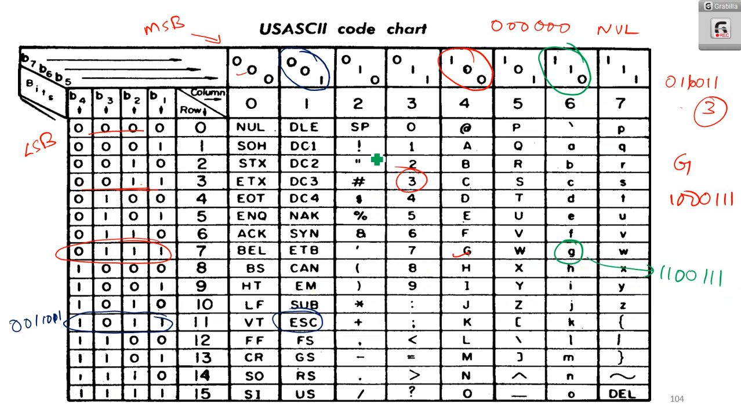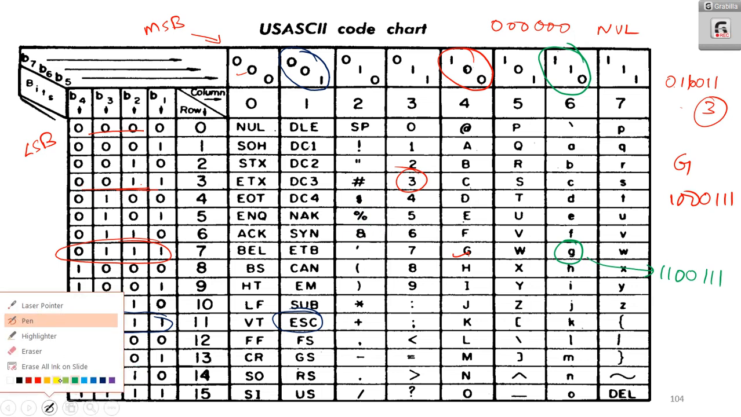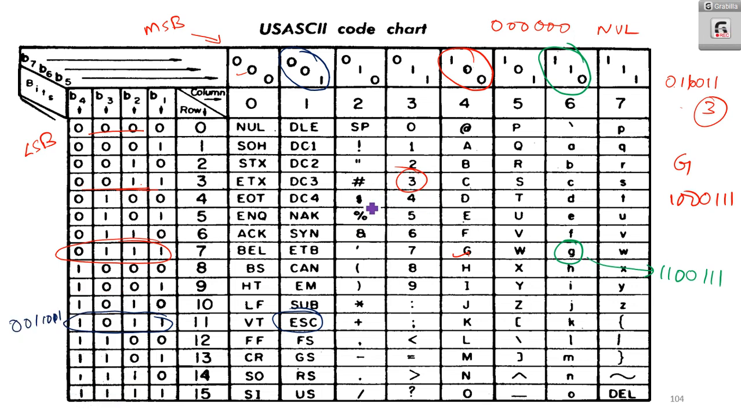Now another example, if you are having a dollar symbol here, this is the dollar symbol. The corresponding MSB is 010 and LSB is 011. That means for the dollar symbol, the ASCII code is 010 and 011. This is the ASCII code. Hope you have understood how to read the ASCII table.